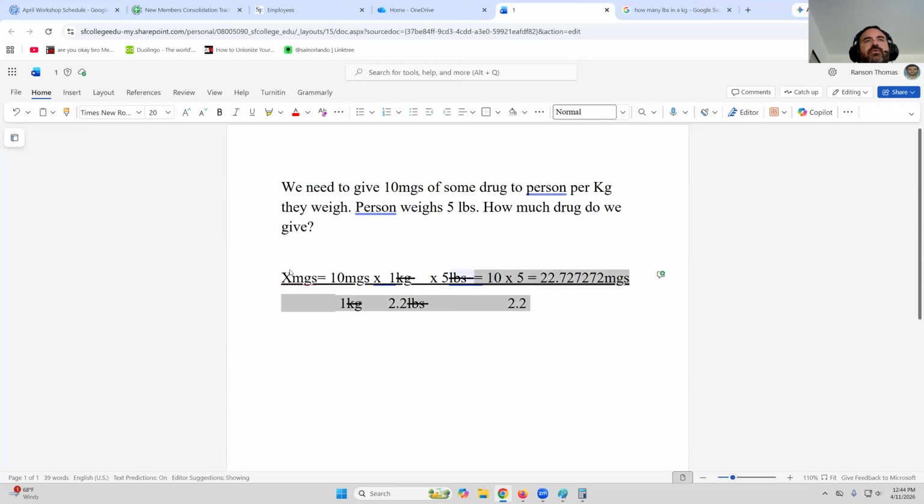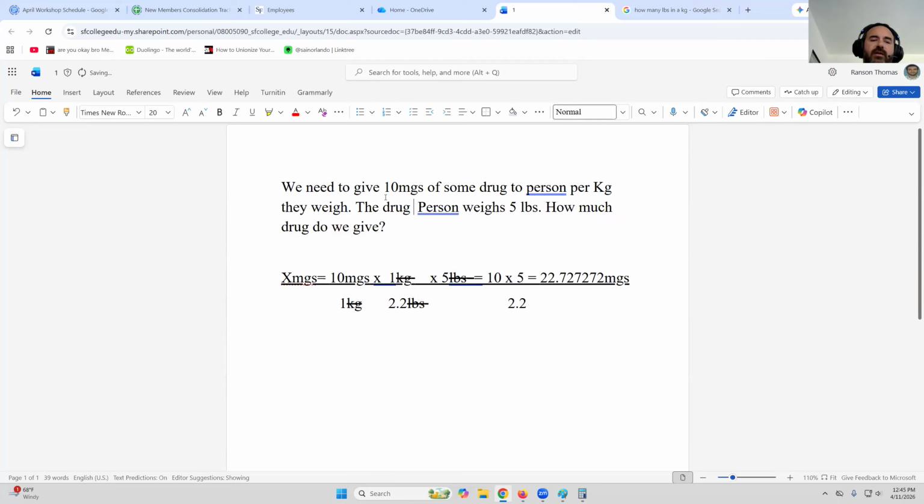Because what I just showed you, this same process can work the same if we're saying 10 milliliters of a drug to the person per kilogram they weigh, right? Or you're going to give them 2 milligrams. Another way, and I'm not going to solve this one for you, and I don't want to confuse you, but we might say we need to give 10 milligrams of some drug per person per kilogram they weigh.